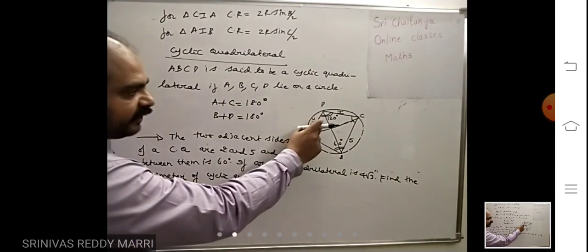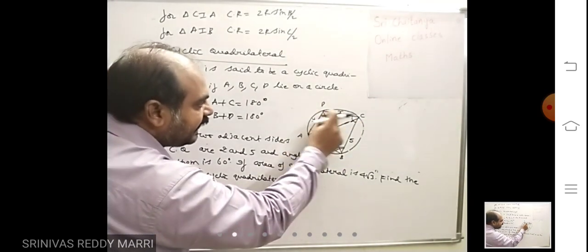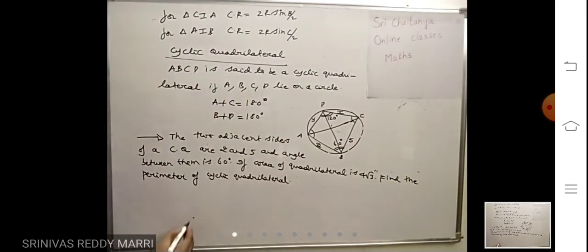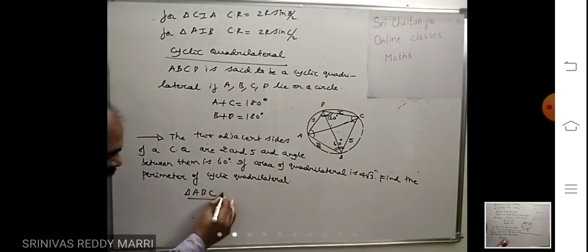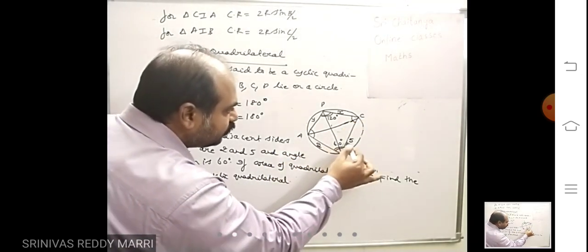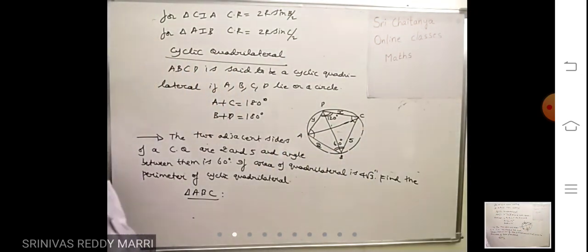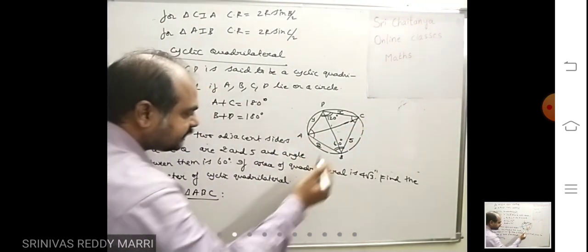Common side for triangle ABC and triangle ADC. The common side is AC. Now consider triangle ABC. In this triangle ABC, you know two sides and the included angle, right? You have to calculate the third side. How to calculate the third side? By using the cosine rule. This is the third side.